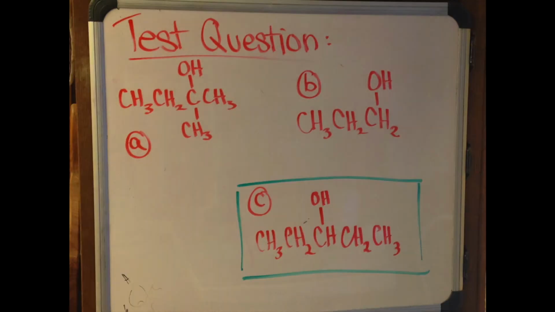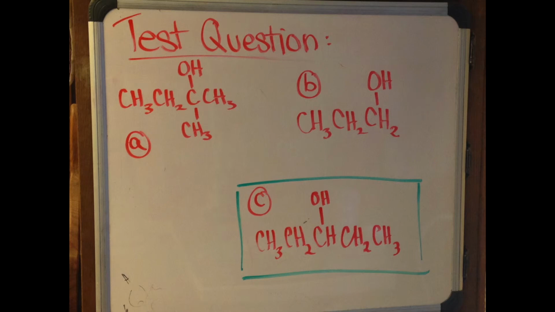Option C is the answer to this question because it has two alkyl groups connected to the alkyl carbon. Option A cannot be the answer to this question because it has three alkyl groups attached to the alkyl carbon. Therefore, it is a tertiary alcohol.